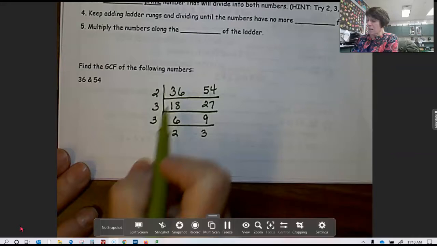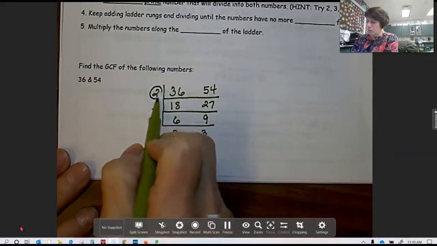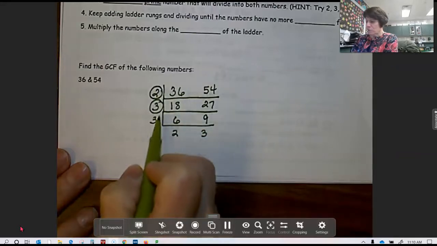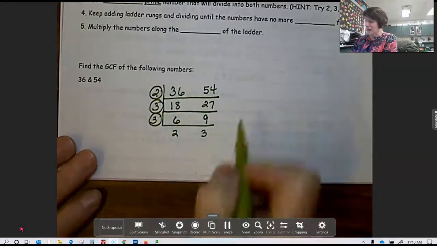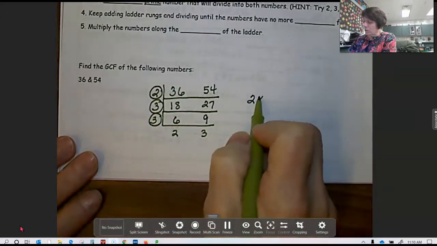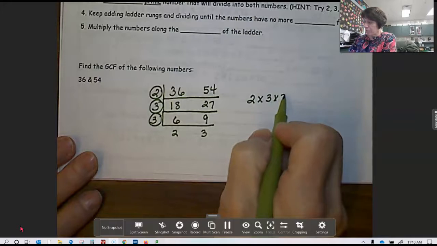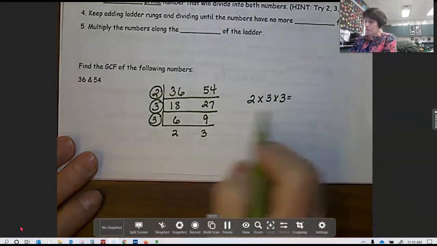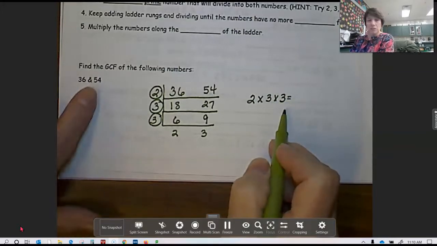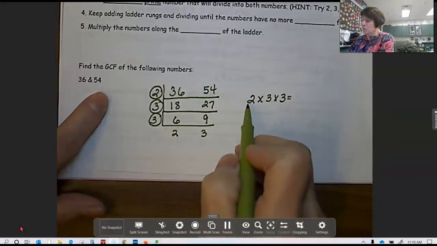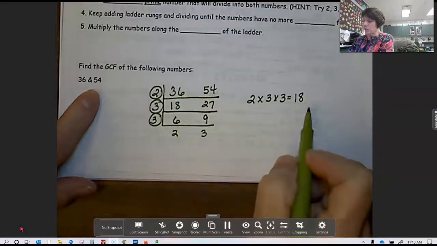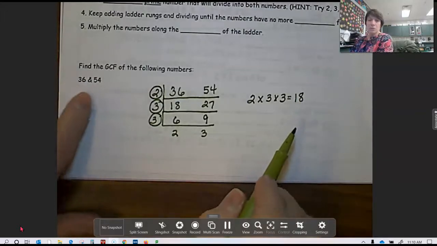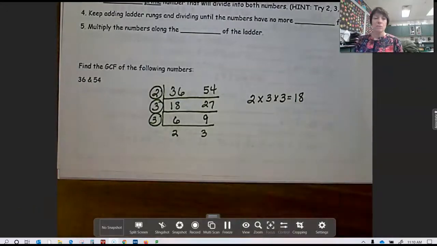To find my greatest common factor, then, I'm going to take the 3 numbers, or 2 numbers, or however many numbers are here. It could be 4, but in this case it's 3 numbers along the side. And I'm going to multiply those numbers together. The product of these numbers is the biggest number that will divide into both 36 and 54 evenly. So 2 times 3 is 6, 6 times 3 is 18. So we're saying that 18 is the biggest number that divides into both 36 and 54.